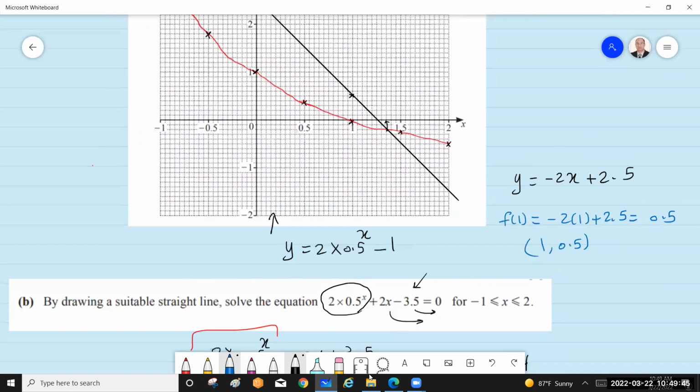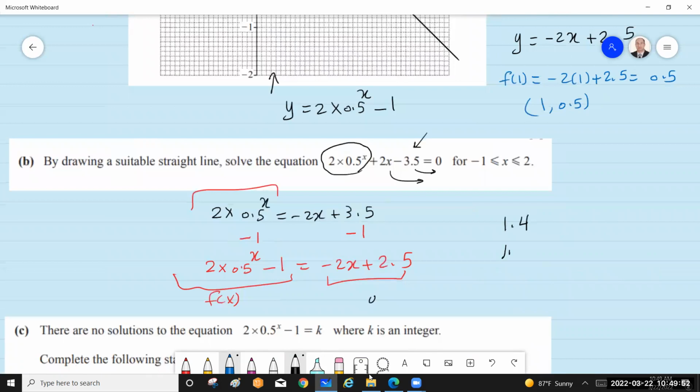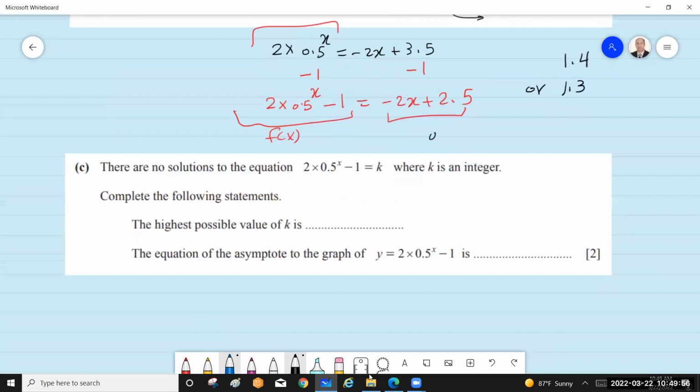Just, no, sorry, not 1.4. Yeah. Oh, 1.3, no problem. You can write 1.3. That's okay, no problem. 1.3 or 1.4. Okay. There are no solutions to the equation 2 times half to the x minus 1 is equal to k, where k is an integer.